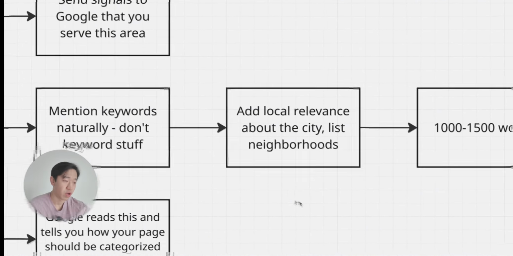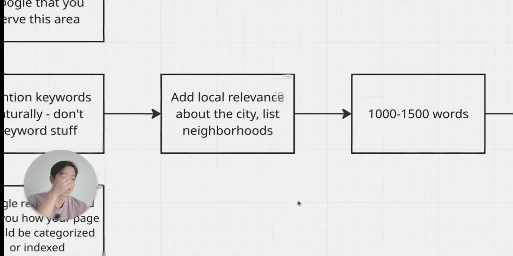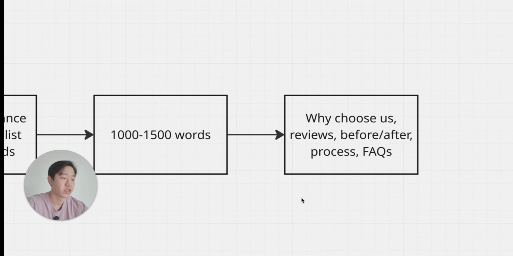So we need to add local relevance about the city, list the neighborhoods, 1,000 to 1,500 words, and why choose us, reviews, before and after, processes, FAQs. This is a direct factor on ranking.